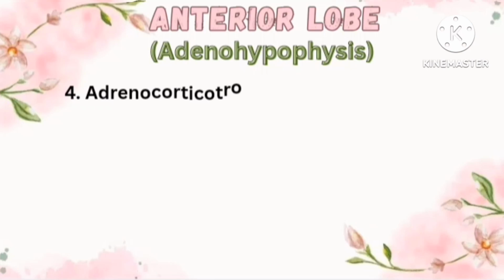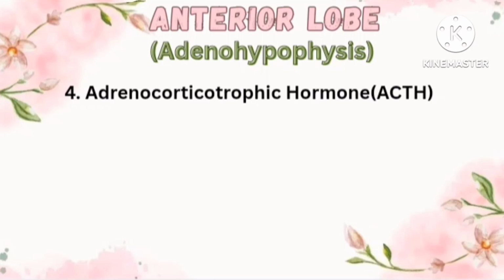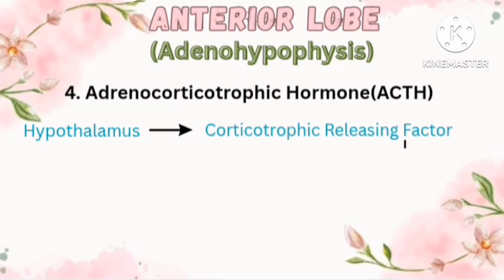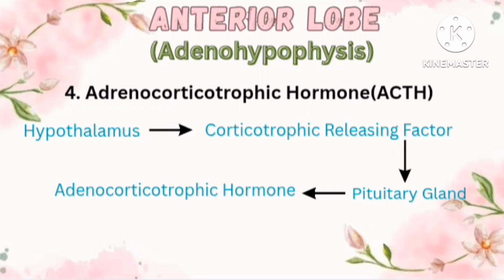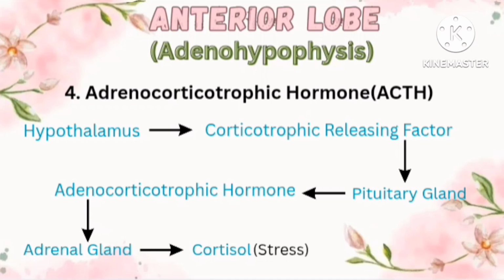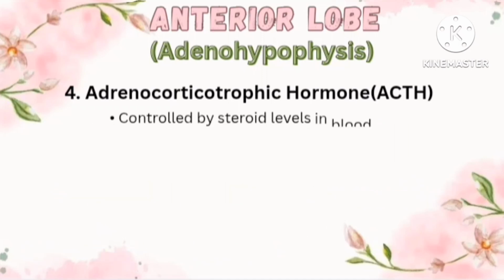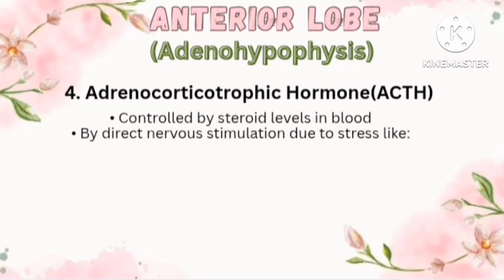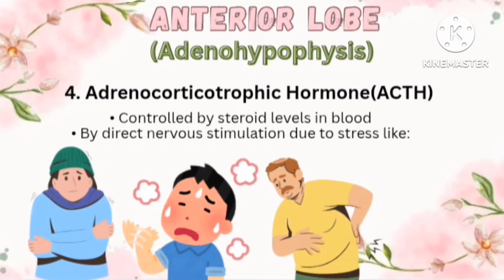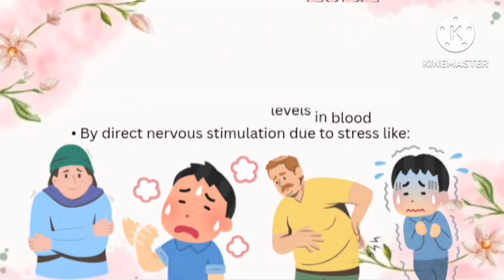Another hormone secreted by the anterior lobe is adrenocorticotropic hormone. The same story starts from hypothalamus. It secretes a protein called the corticotrophic releasing factor, which then goes to the pituitary gland. It then secretes the adrenocorticotrophic hormone, which acts on the adrenal glands to secrete cortisol and thus helps in stress managing. The release of CRF is controlled by steroid levels in blood and by direct nervous stimulation as a result of stress like cold, heat, pain, fear, and infection.